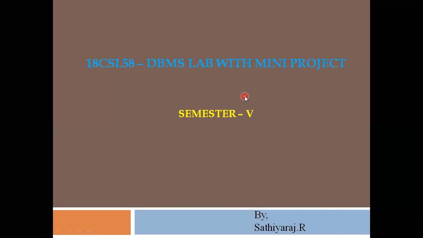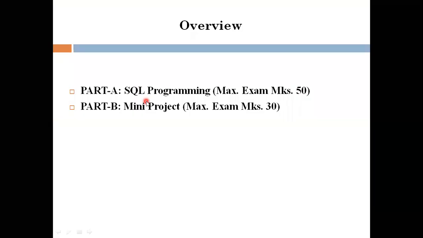So the course code for this lab is 18CSL58, and it is named DBMS lab with mini project. So it has two parts, right? One is the DBMS lab, and the other one is the mini project, and that is called Part A and Part B. Part A is SQL programming for 50 marks.